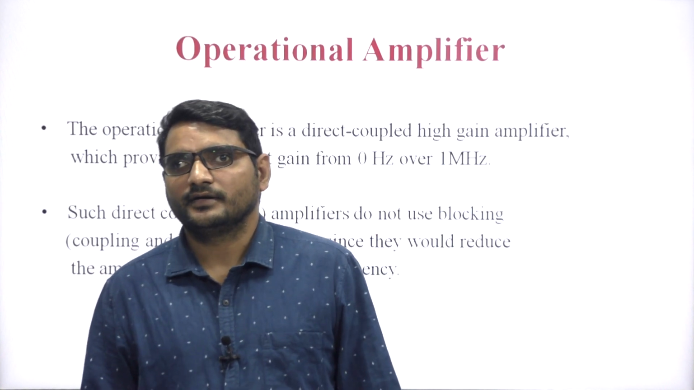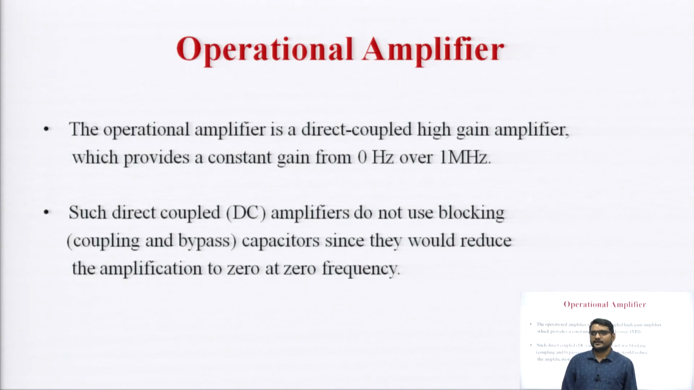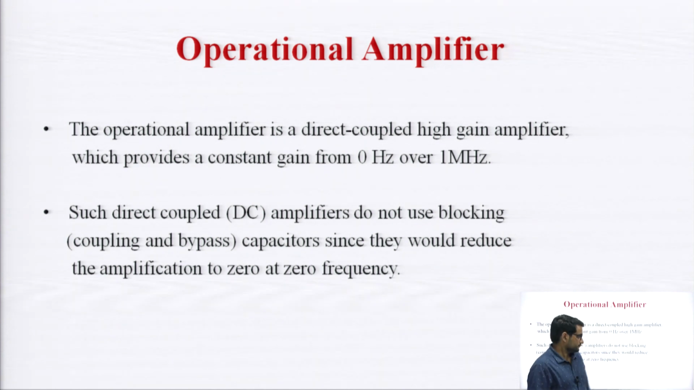We start here. An operational amplifier is basically a direct coupled high gain amplifier which provides a constant gain from 0 hertz to over 1 megahertz. And the second point is that such direct coupled amplifiers do not use blocking or bypass capacitors because they would reduce the amplification at 0 frequency. What is the meaning of these two sentences? We cover it here.